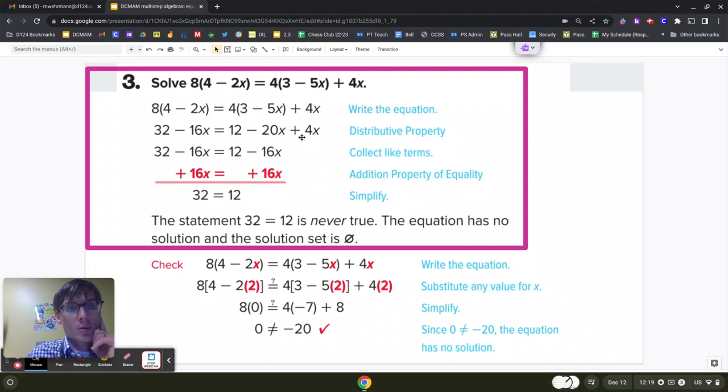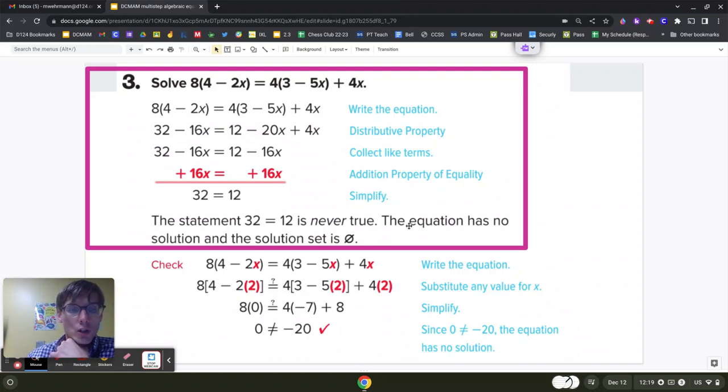Remember, our next step is that once we have it here, we're going to combine any like terms. So we notice this 20x and this 4x are like terms. Since that's a minus, that ends up being a negative 16x. So now we have 32 minus 16x equals 12 minus 16x. All right, next step is to move our variables. So the opposite of subtracting 16x is adding 16x. So we did that to both sides. We're left with 32 equals 12. Since the statement 32 equals 12 is never true, the equation has no solution, and the solution set is a null set. So again, we'll say no solution, the null set.